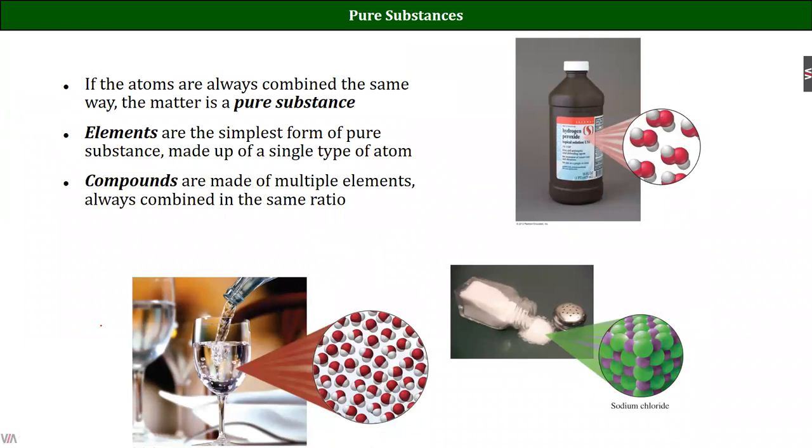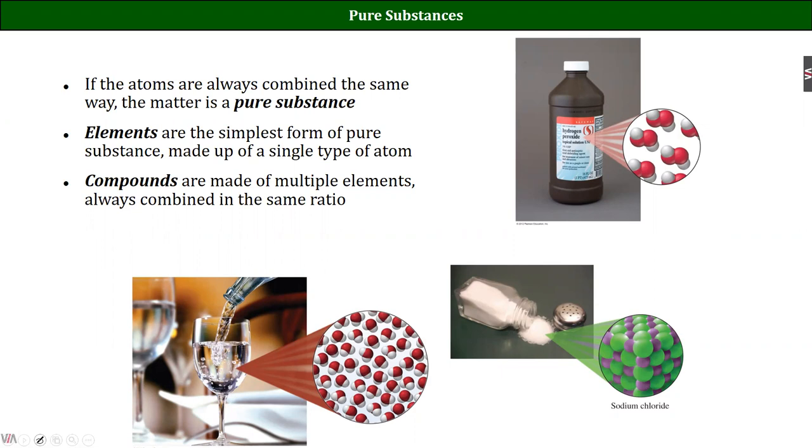Compounds are made up of multiple elements always combined in the same ratio. And you can't change that ratio. If you change that ratio, you change what that substance is. So for instance, water is H2O, 2 hydrogens to 1 oxygen, always connected the same way. You can't have a little bit more hydrogen. If you add a little bit more hydrogen, you have to add the right number of oxygens to go with it. If you added a whole other oxygen, H2O2, that's now hydrogen peroxide. That's a different compound because it's a different whole number ratio of elements.